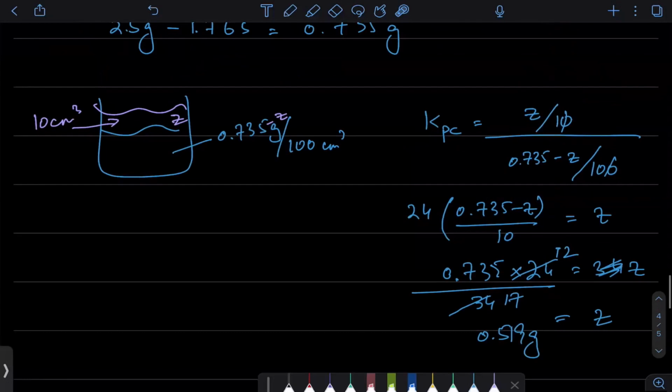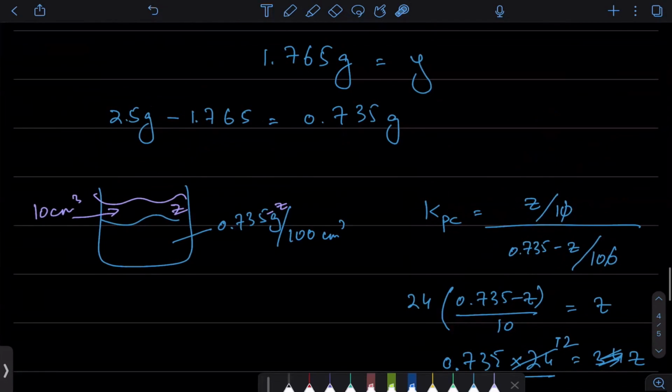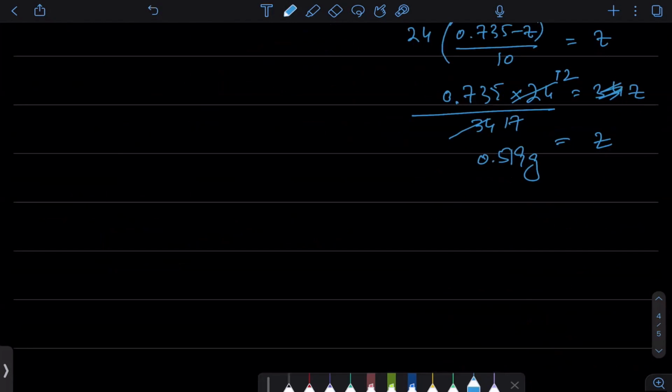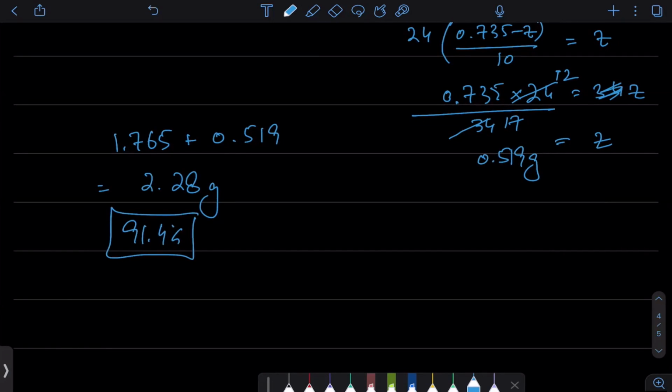Now I will simply remove this much again, and I have been able to extract 0.519. So let's see how much total I extracted. First time I was able to get 1.765 with the first 10 cm cube, and now I'm able to get 0.519 grams. How much is that total? That is 2.284, or let's say 2.28, out of 2.5. What percentage is that? 91.4%. Wow. Just by making the process a little more tedious, instead of using 20 cm cube, we have done it in 10 and 10.